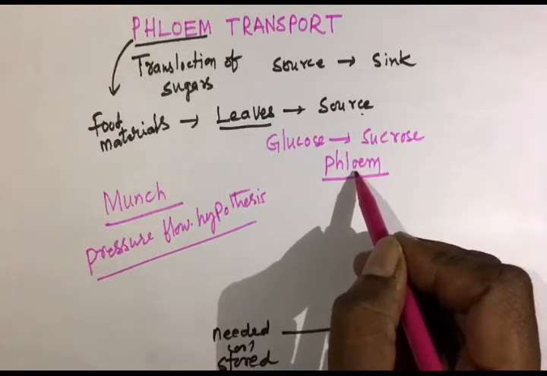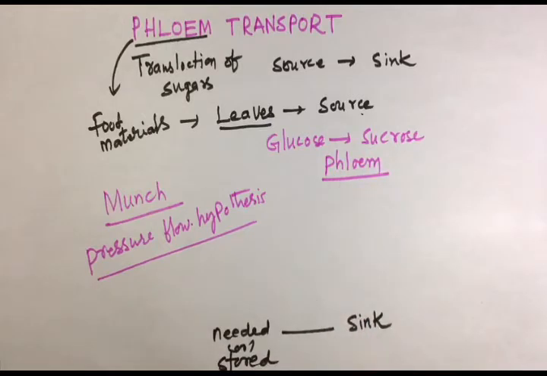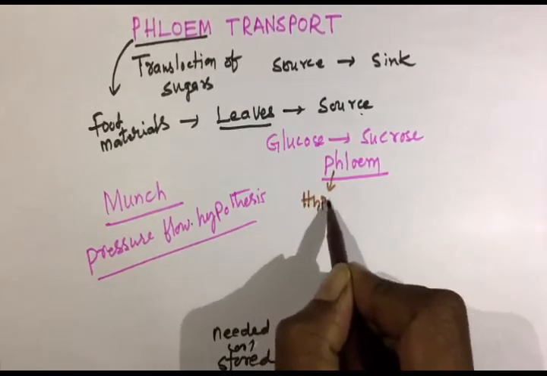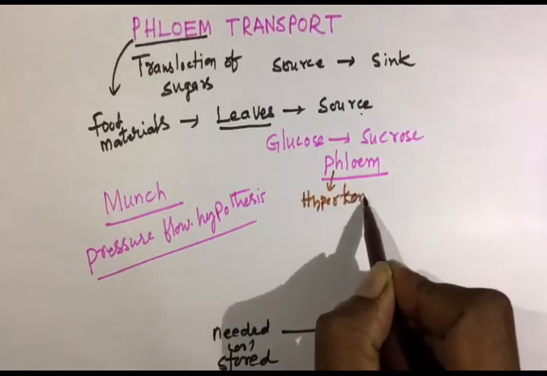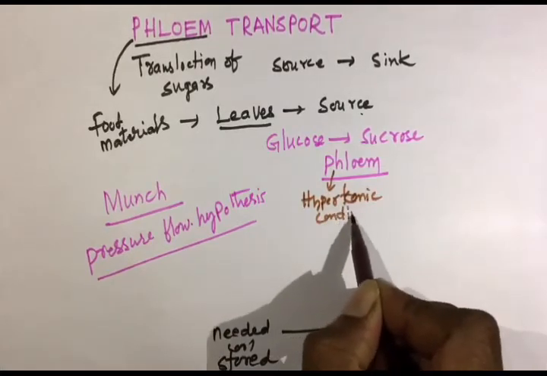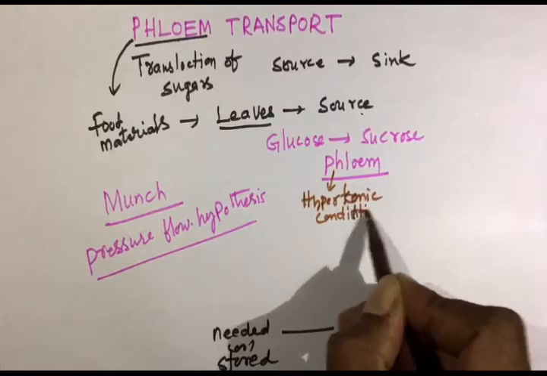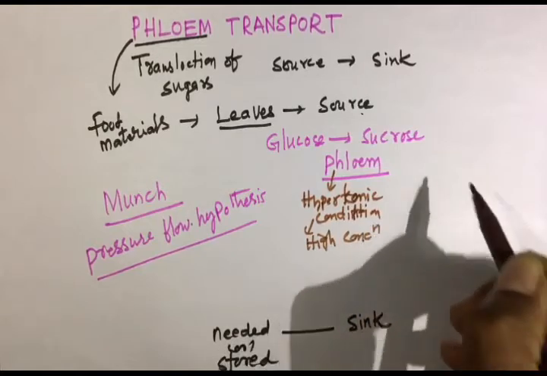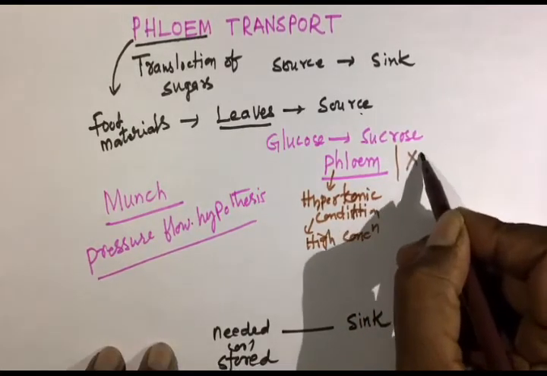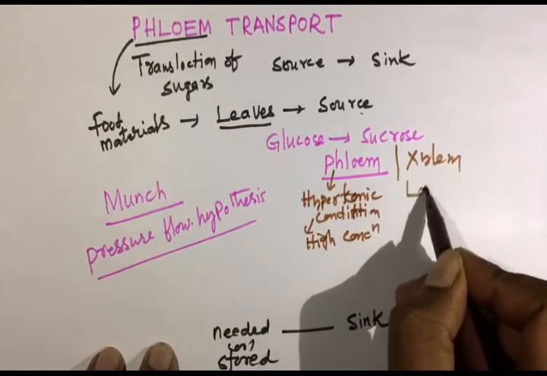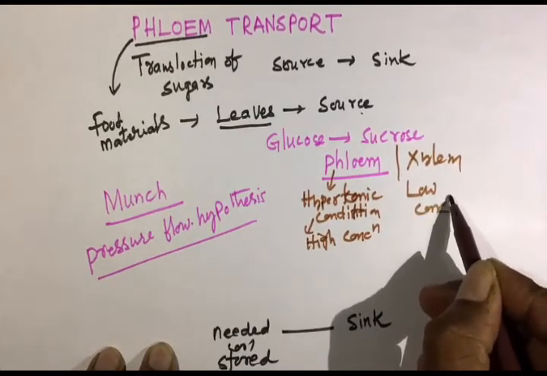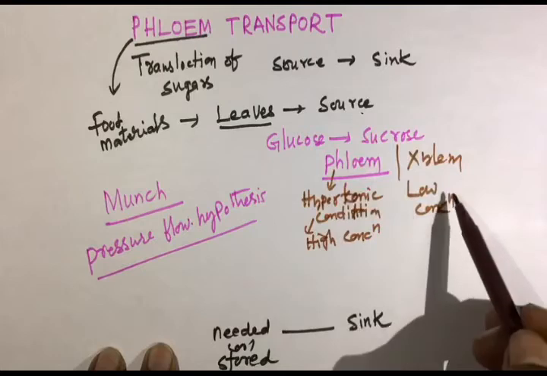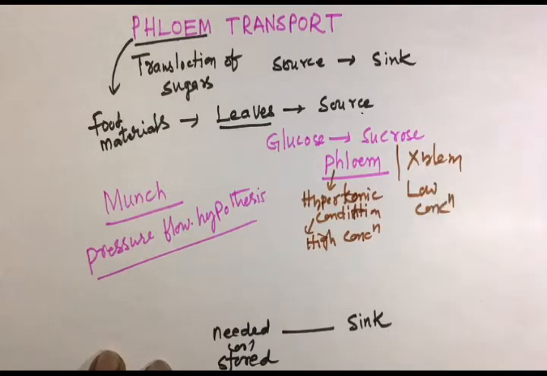Whenever the food is entered into phloem at source, within the phloem hypertonic conditions are developed. Hypertonic conditions means high concentration conditions. At the same time, within the xylem we have low concentration. So due to the entry of food materials, high concentration is established within the phloem, and at the same time we have low concentration in xylem.